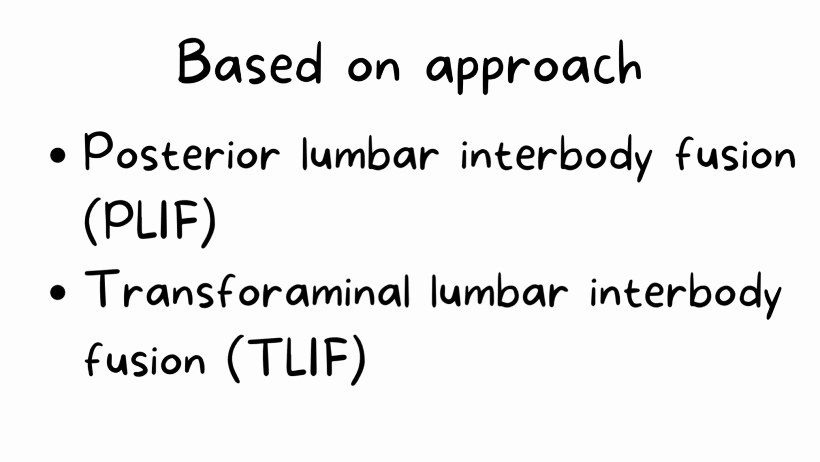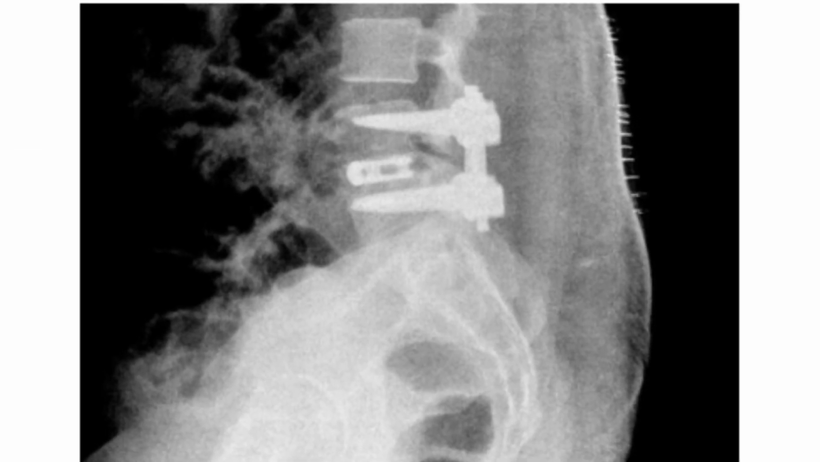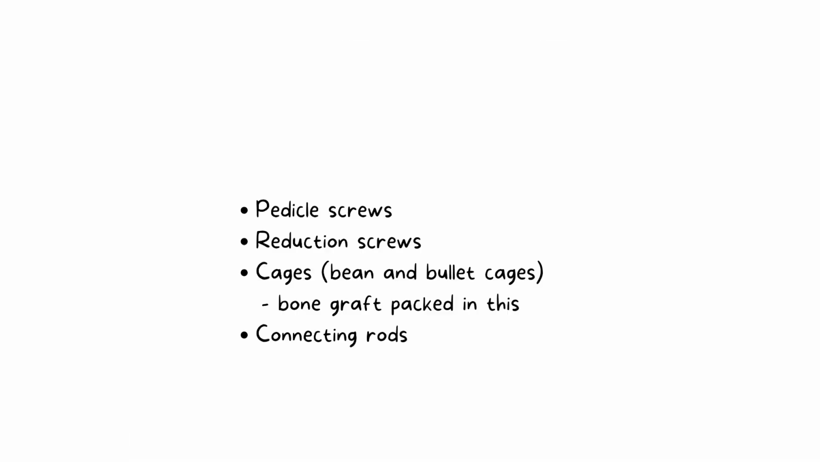Based on the approach used to decompress, there are various types such as posterior lumbar interbody fusion, also known as PLIF, and transforaminal lumbar interbody fusion, also known as TLIF. This is a post-operative X-ray where the listhesis is reduced and fixed with implants by transforaminal lumbar interbody fusion. You can see the implants used here.